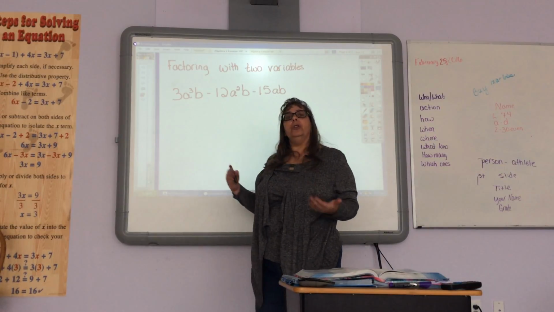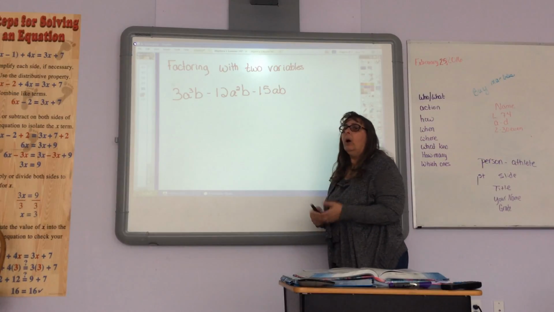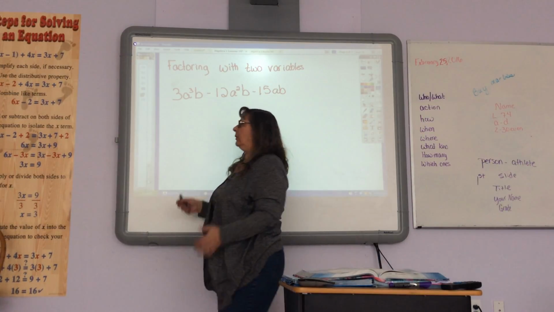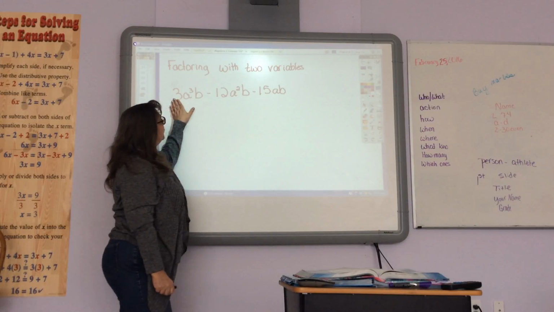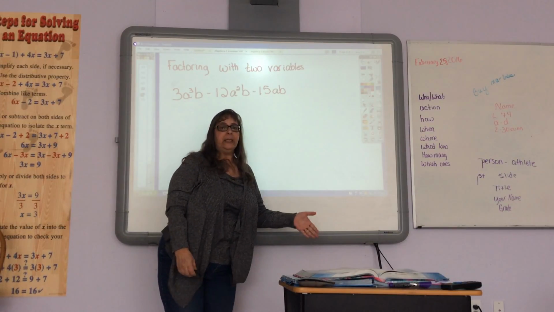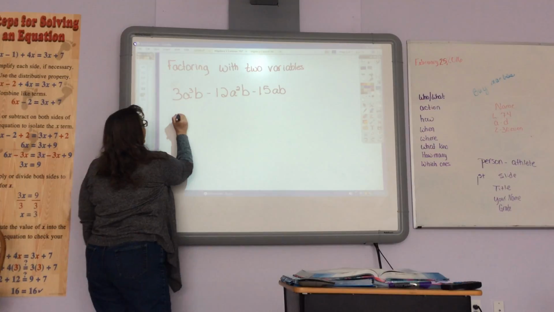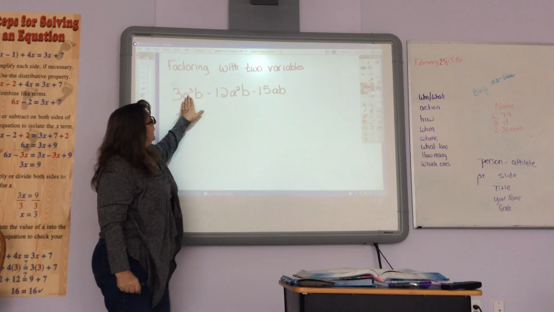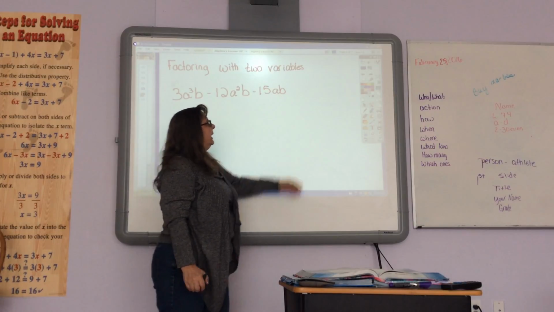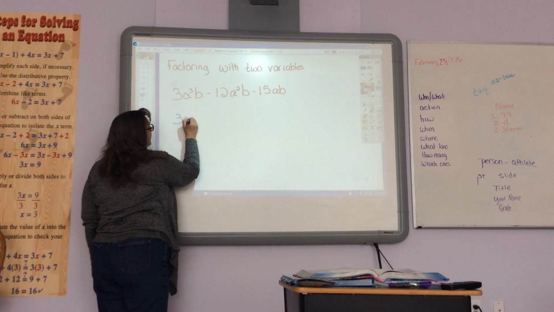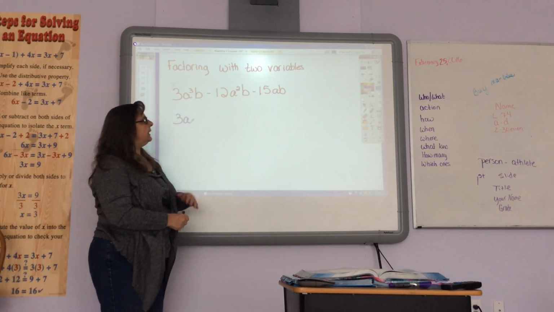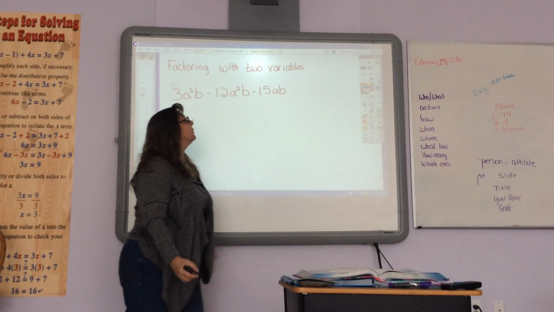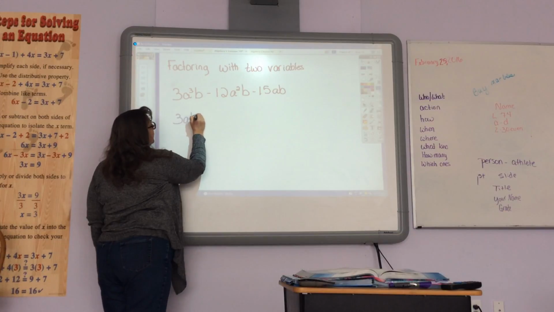Again, you can do this with prime factorization, or you can just look at it and start thinking it through. If I look at the 3, the 12, and the 15, they're all divisible by 3. I'm going to take out a 3. I have an A cubed, an A squared, and an A. The biggest A factor I can take out is simply A. And they all have a B. So the biggest B factor would be B.